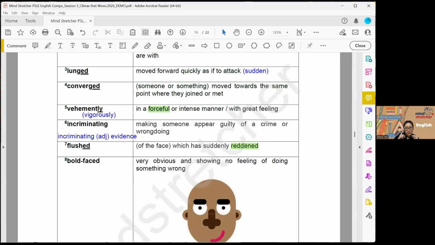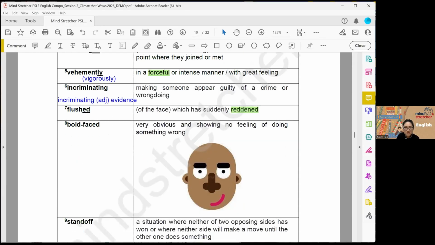Now, this flush that's appearing on the face, is it because of embarrassment? Is it because of anger? Is it because the weather is really hot? It depends. But they can all be described as a flush. You can extend it by saying she was flushed with embarrassment or guilt. So you can just add an additional description to show why it is red.